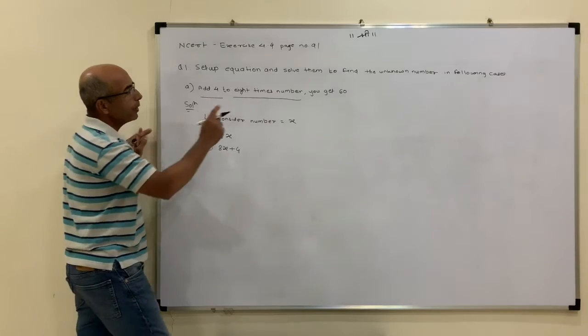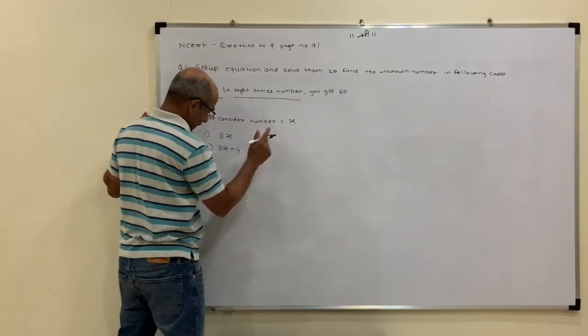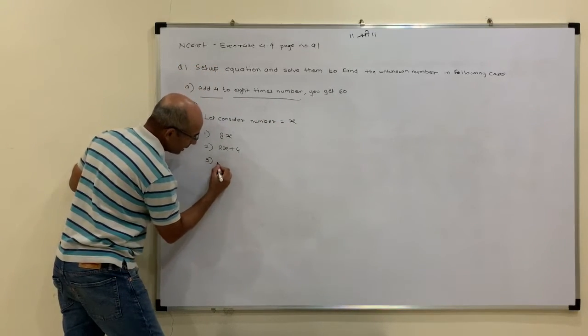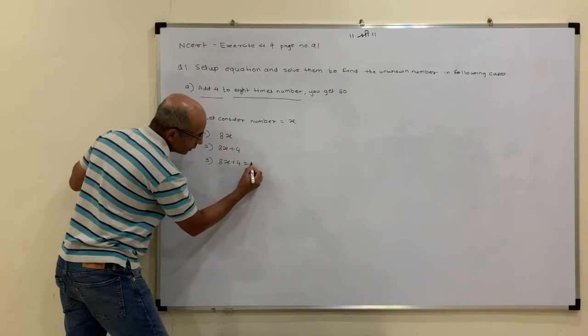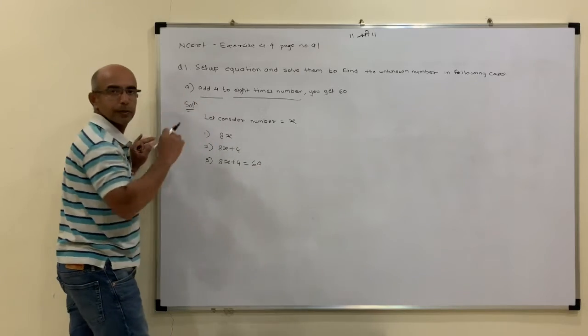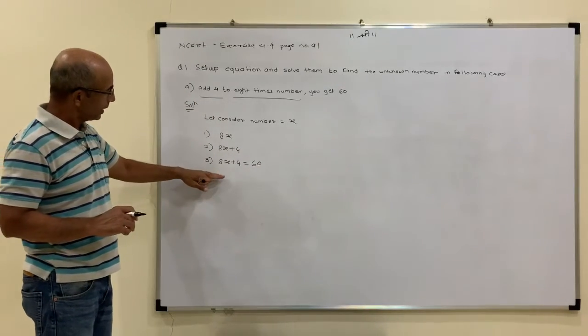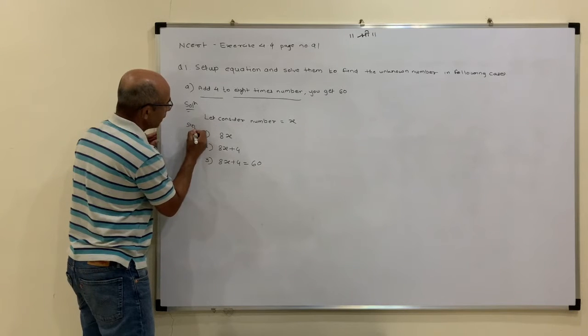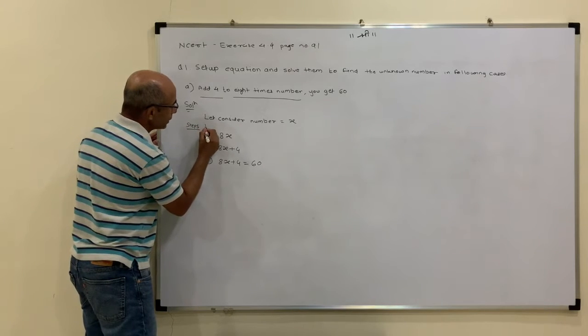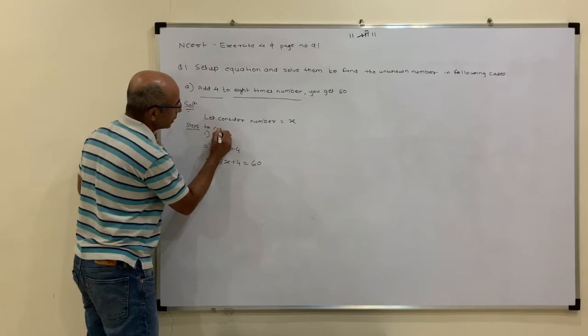And third step, what it says, you get 60. So my third step says 8x plus 4 equals 60. So now my equation is ready. These are my steps to construct the equation.